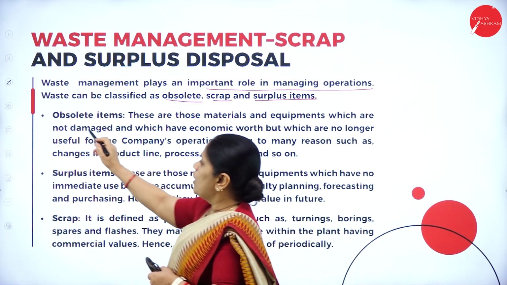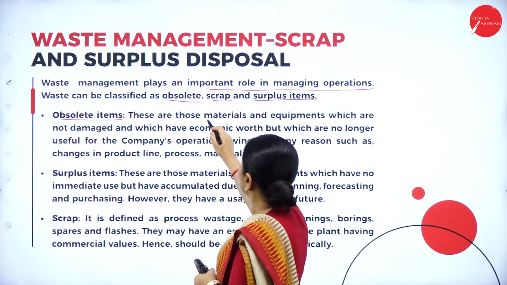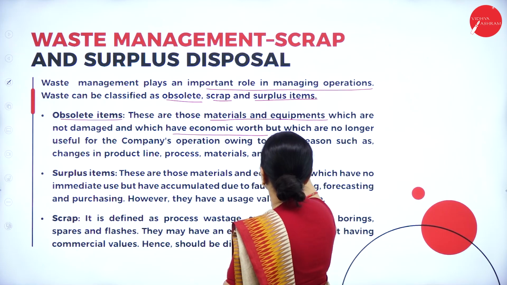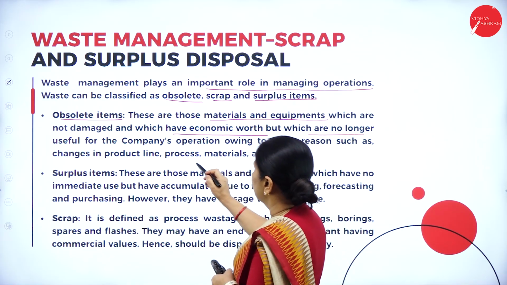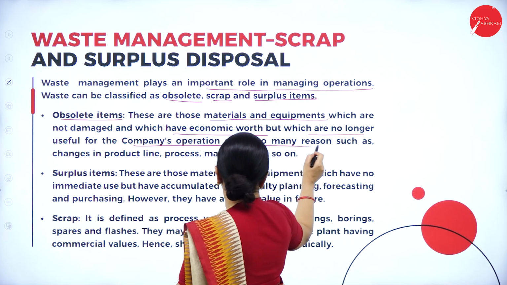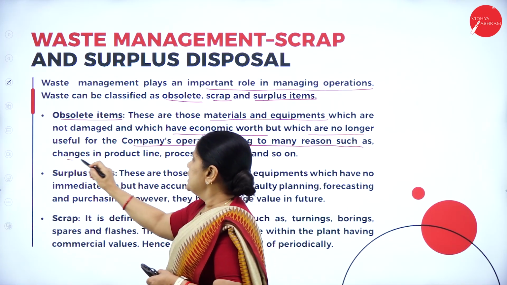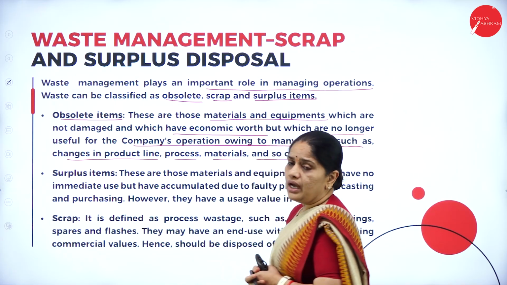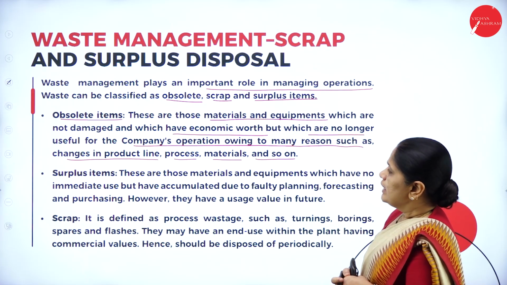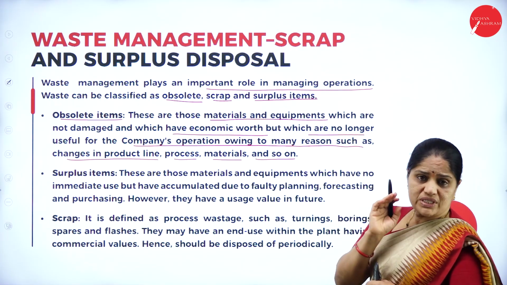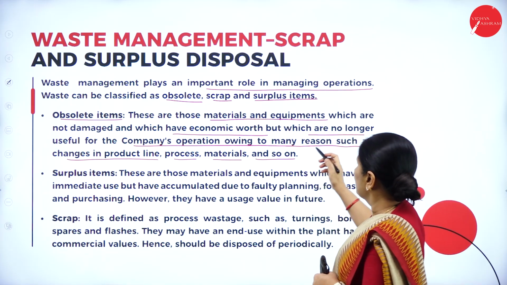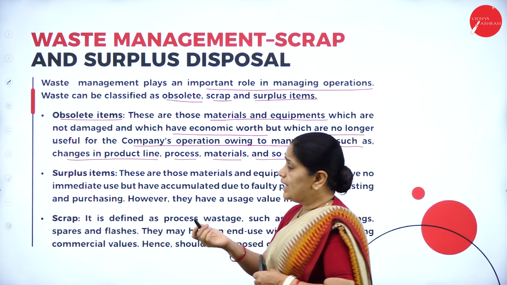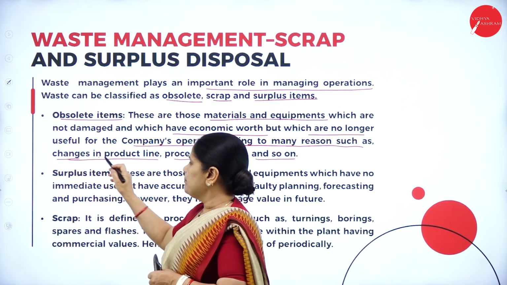Now what do we mean by obsolete items? These are those materials and equipments which are not damaged and which have economic worth but which are no longer useful for the company's operation owing to many reasons such as changes in product line, process, materials and so on. So obsolete items are those equipments which are not damaged but which have economic worth, but they are not useful for the company's operations. Why are they not useful? Because of the changes in the product line.